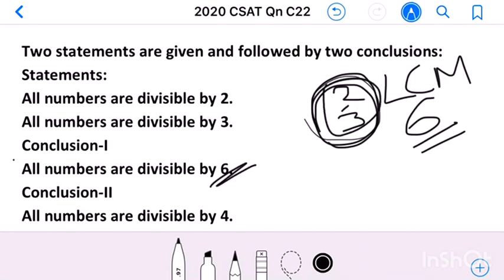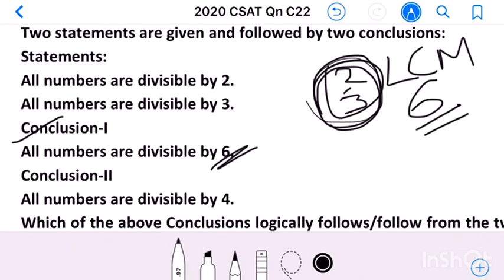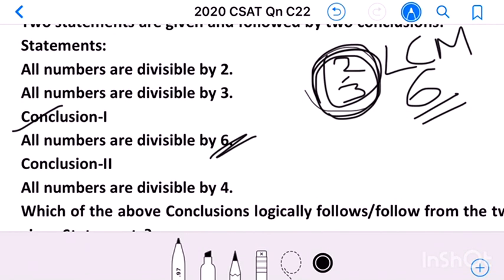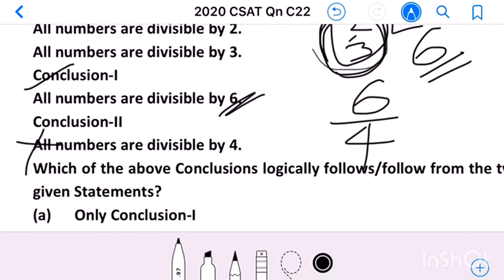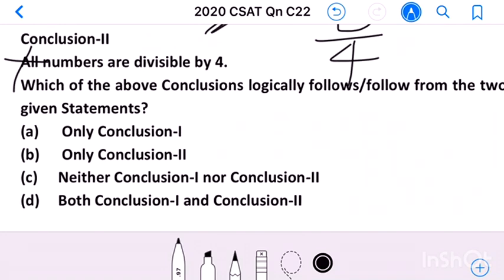Conclusion 1 is true. Then conclusion 2: all numbers are divisible by 4. Take one example, 6 itself. 6 is not exactly divisible by 4. So conclusion 2 does not follow. So our answer is: only conclusion 1 is true, option.